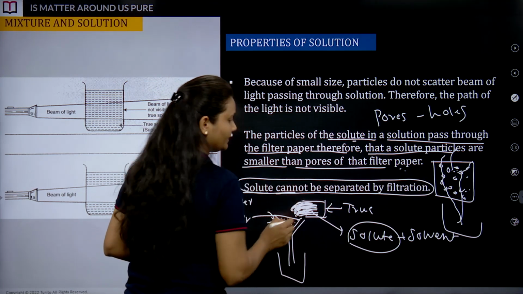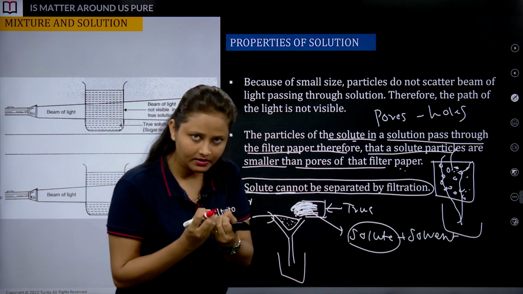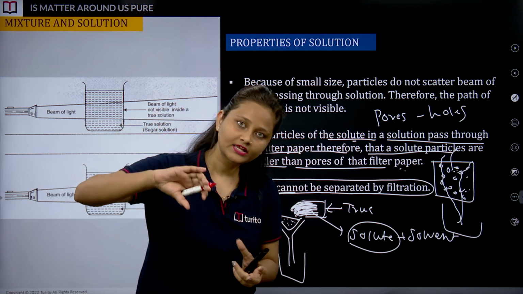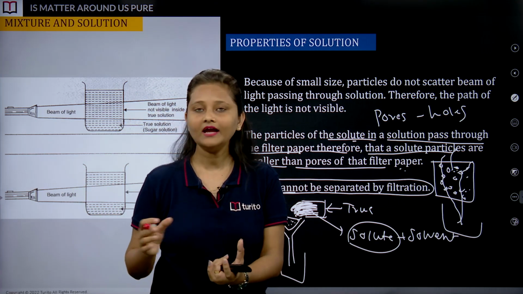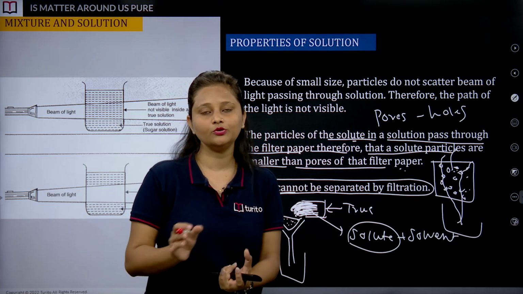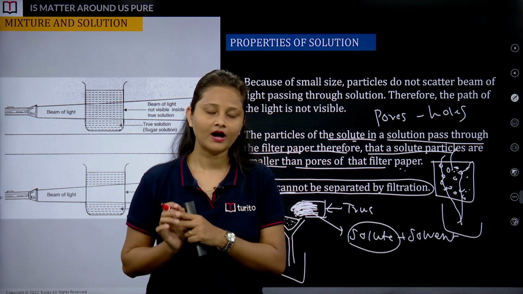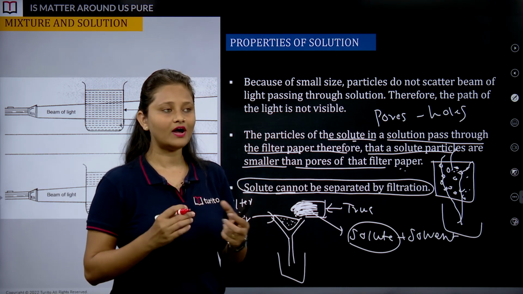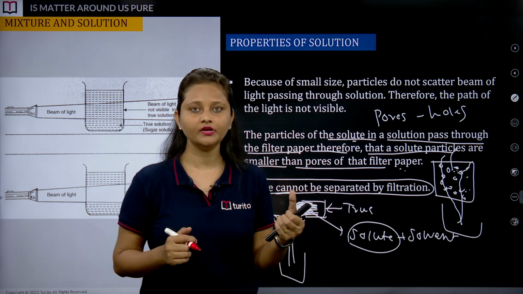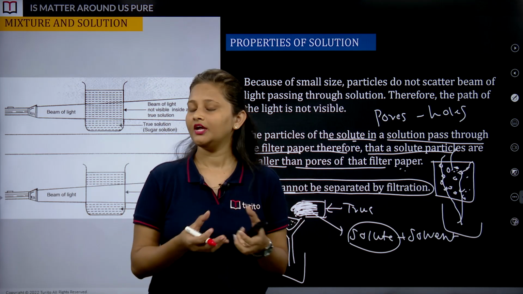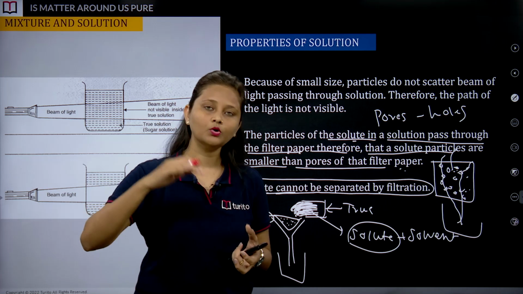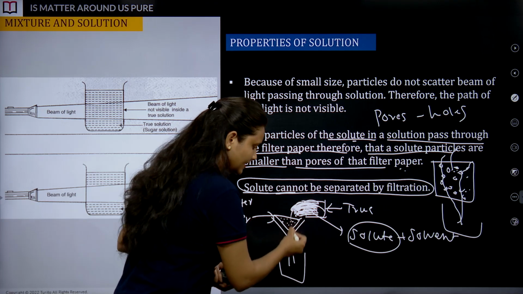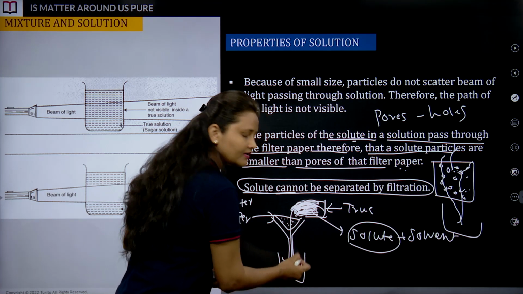If I want to get those solute particles, I cannot do it by filtration because they are easily going to pass through the filter paper, and I won't be able to get the separation of the solute from the solution. I hope you all are able to follow till here. If I want to separate the solute from the true solution using the technique called filtration, it won't help, because solute particles go along with the filter paper, and whatever you are adding from the top gets collected in the beaker below.